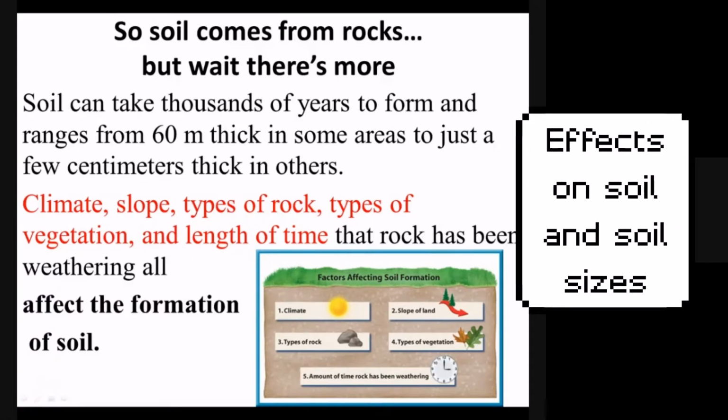Let's talk about soil sizes and where soil comes from. There are 5 factors that affect how much soil is in an area. The first is climate, then the slope of the land, what types of vegetation you have, the length of time the rocks have been sitting there, and what the original parent material is that has been weathered down to make the soil. Now, some areas have no soil. Some areas can have dozens of meters of soil. It depends on these 5 factors to tell how much soil you have in an area.